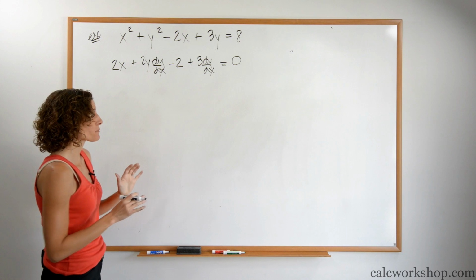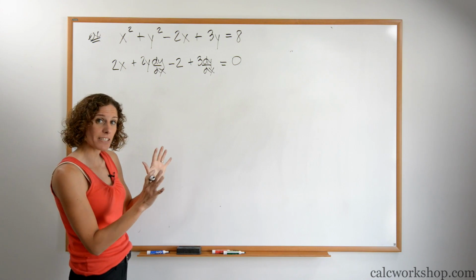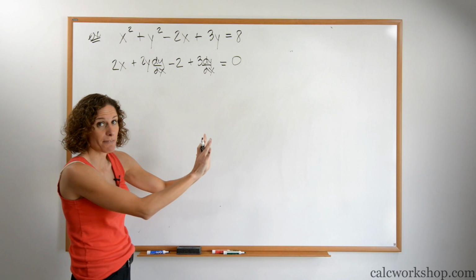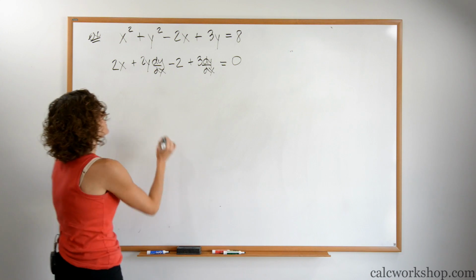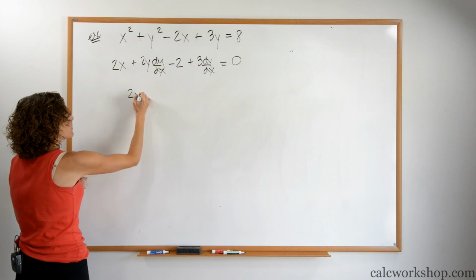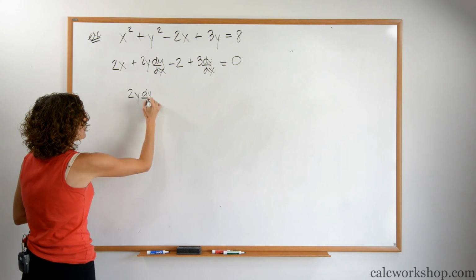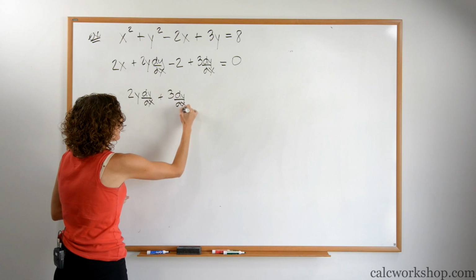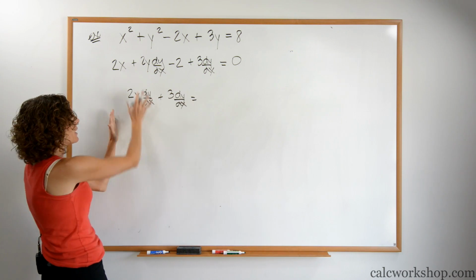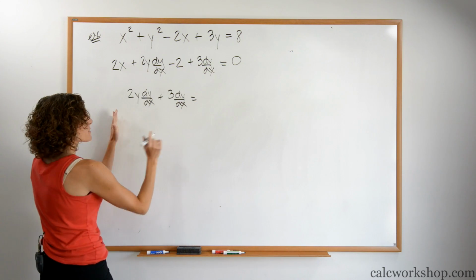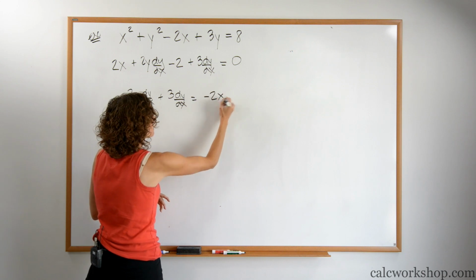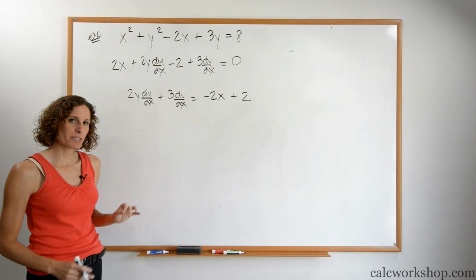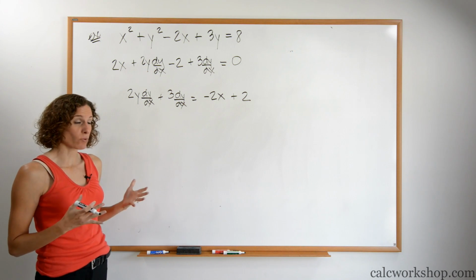So what we're going to do is keep anybody that's got a dy/dx on the left-hand side and move everybody else that doesn't have a dy/dx to the right-hand side. So we're going to keep 2y dy/dx plus 3 dy/dx on the left-hand side. And we're going to move everybody else to the other side. So that means it's negative 2x plus 2. Now, again, our job is to get dy/dx by itself. This is a really cool technique.